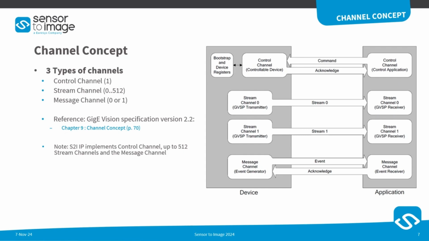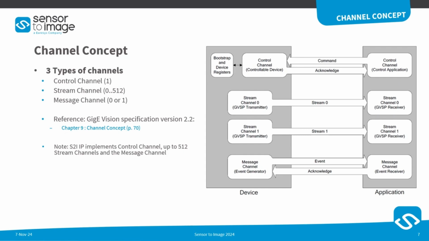The stream channel is used to transfer image data or other data from the device to the host. This is a unidirectional communication, initiated through the control channel. The typical number of stream channels is 1, but there might be 0 for a non-streaming device, or more stream channels for special applications.